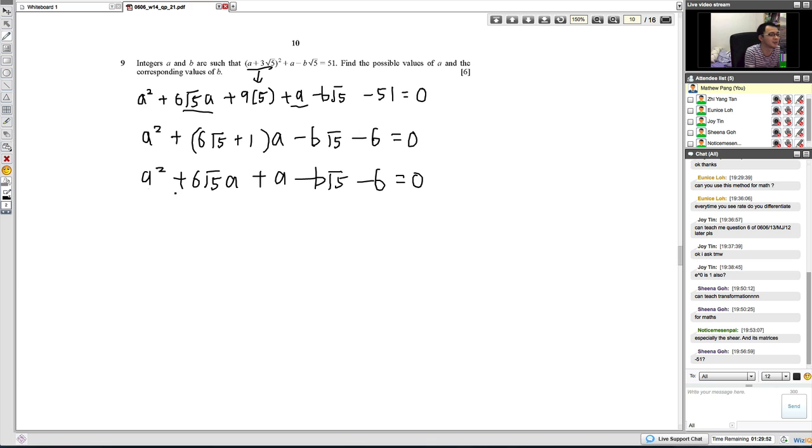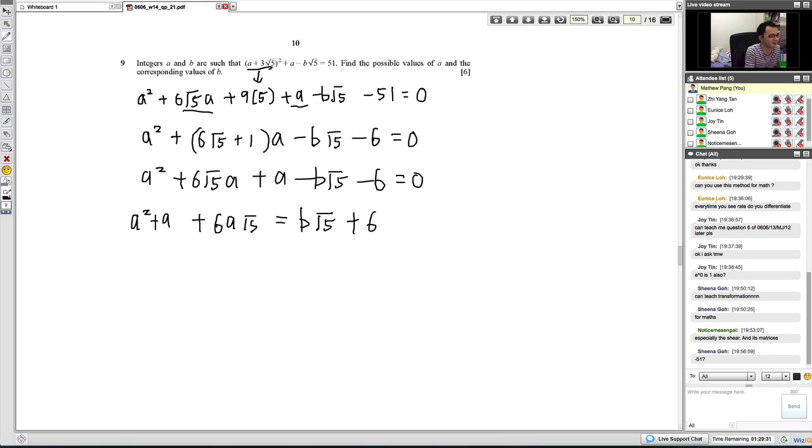Okay, so I will move these two numbers to the other side and see what happens first. This is b sub 5 plus 6. Okay, here I'm going to join them. This is a squared plus a plus 6.